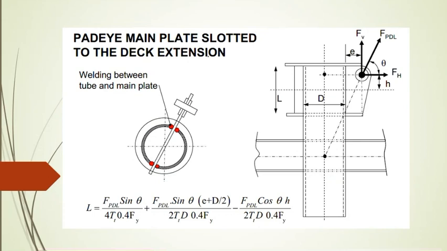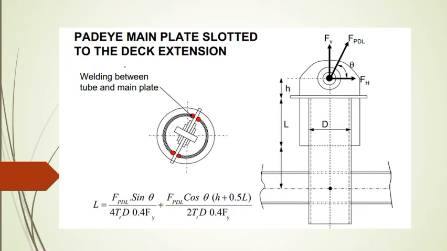So the padeye main plate is slotted to the deck extension. If it's slotted here, you can see these are the welds between the tube and main plate. The length is F into sine theta, that's the vertical, four times because there are four welds, tubular 0.4 times Fy, plus this vertical plus the additional eccentricity it is causing, right? Eccentricity plus d by 2. That's the additional moment, 2t into t minus F into H. This H will be opposing, and this will be opposing. That's why it's reduced.